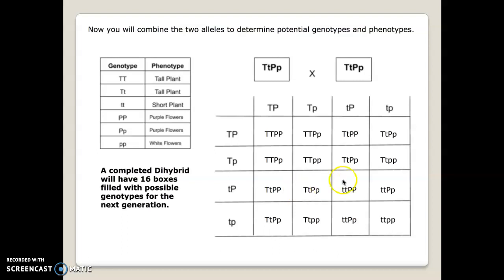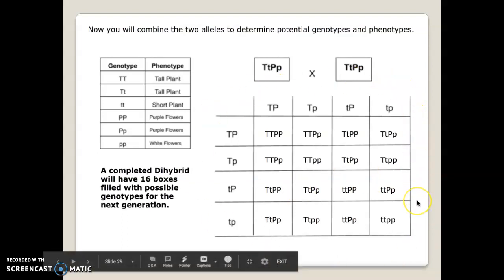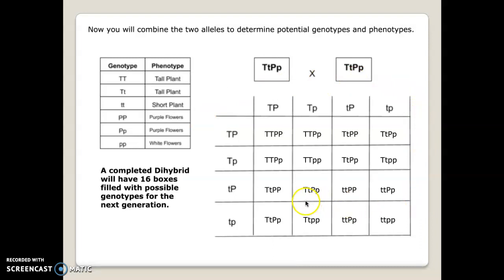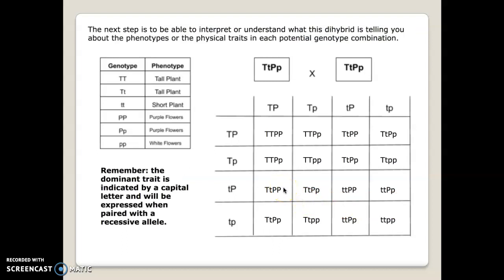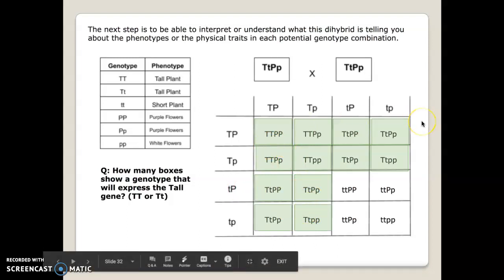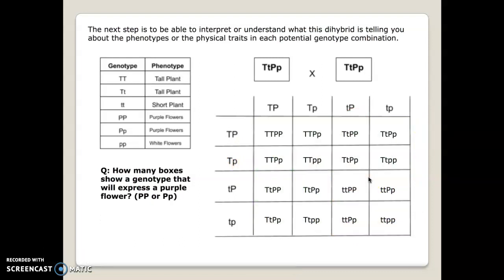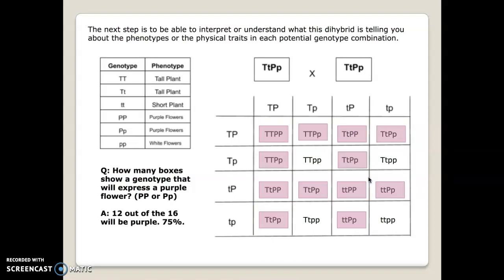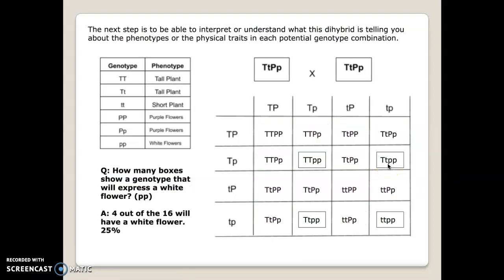The next step, once I've had these all filled in, is to interpret this. So what does this all mean? Not only am I looking at whether you're tall or short, I'm looking at whether the flowers are purple or white, but I'm looking at them at the exact same time. So they're never going to ask you just how many of them are tall, which would be just this, or how many of them are short, which are these ones over here. They're never going to ask you which ones are just purple and which ones are just white. These would be the purple ones and these would be the white ones.